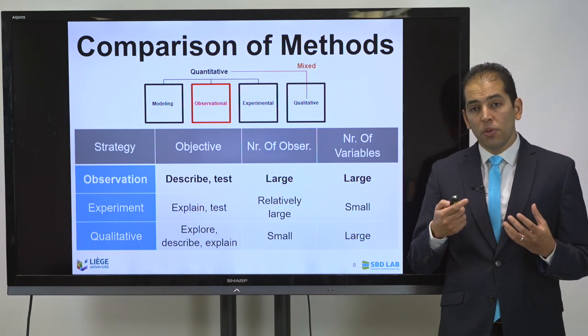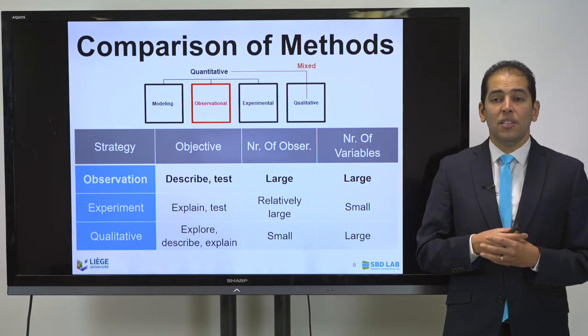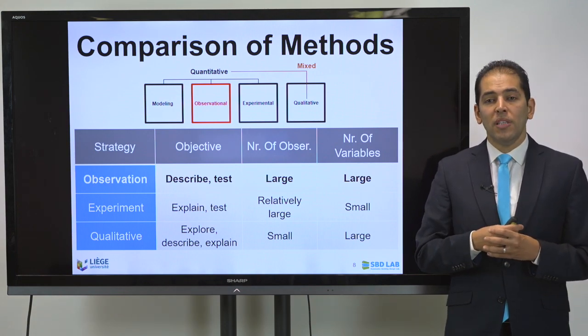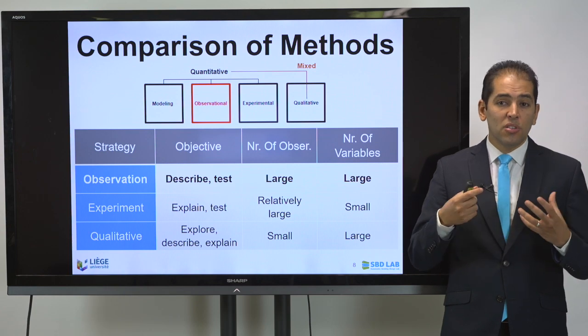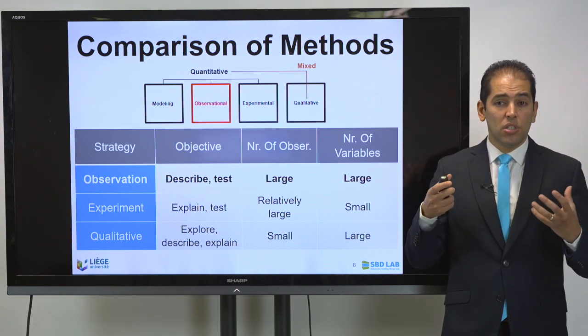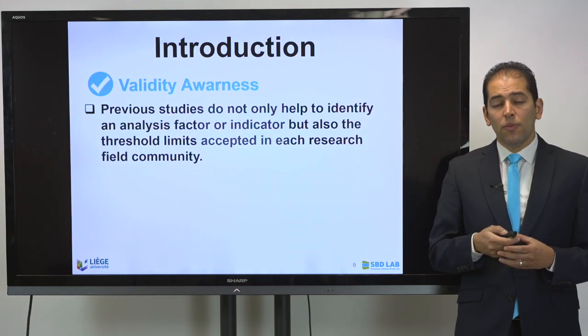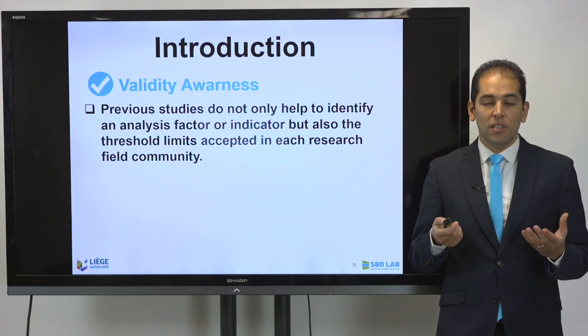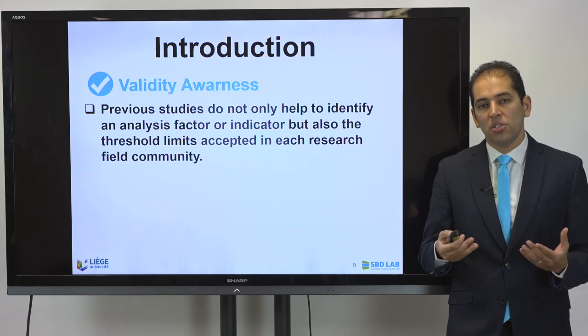This makes it more vulnerable for making mistakes, and this means that it's more difficult to make an appropriate finding without having a high uncertainty and without having high ranges of error. Therefore, it's very important to be having a high awareness about validity and the importance of validity in observational research.